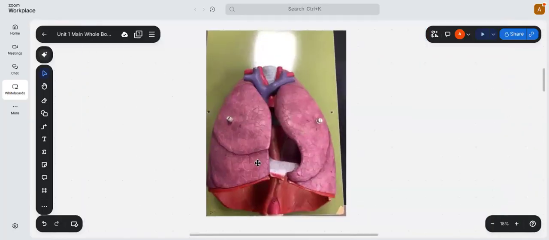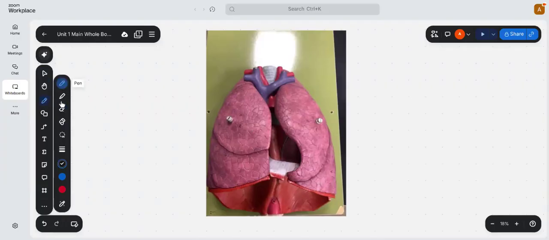So we're going to start off with the respiratory system and just knowing the lungs, knowing what to look for, and the different anatomical structures that you guys should know.